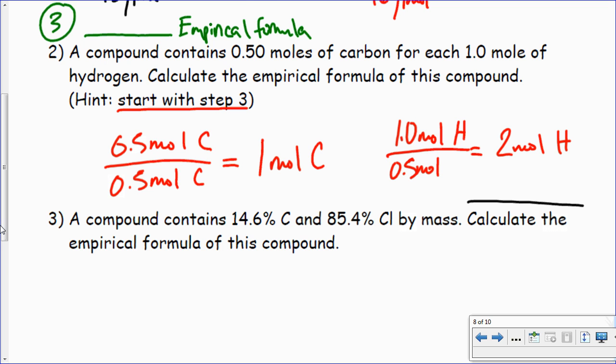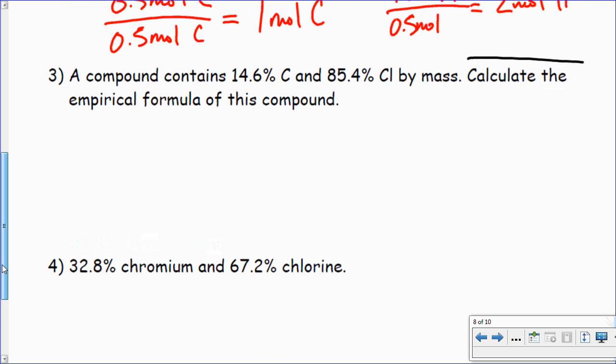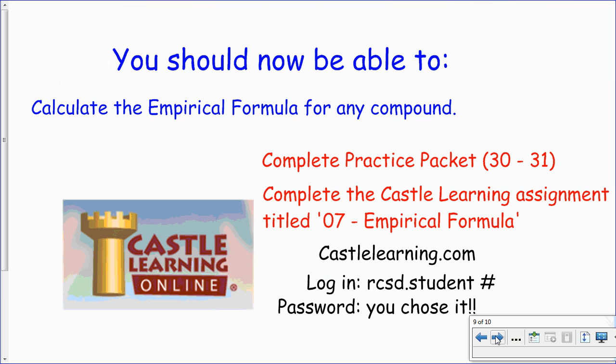In problems 3 and 4, you have to do all 3 steps, 1, 2, then 3, and you might need extra scratch paper in order to do it. This process is involved in its multiple steps, and the only way that you're really going to get it is through practice, practice, practice. There's only a couple pages in our practice packet, so we created a very small empirical formula CASEL learning assignment to help reinforce this particular content.